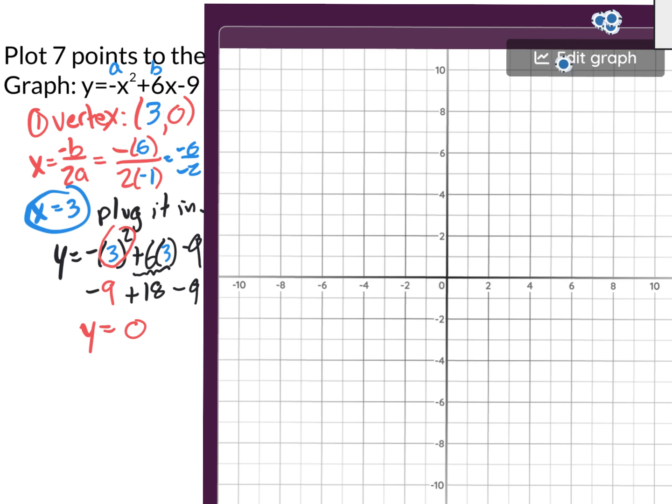So plot that point. Just go to 3 on the x, 0 on the y, put a dot there, and that is your vertex right there.